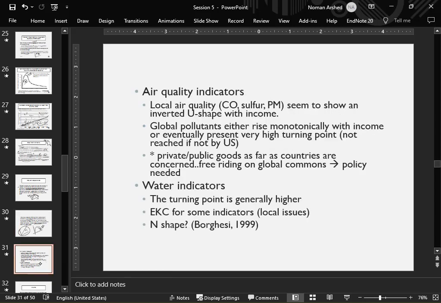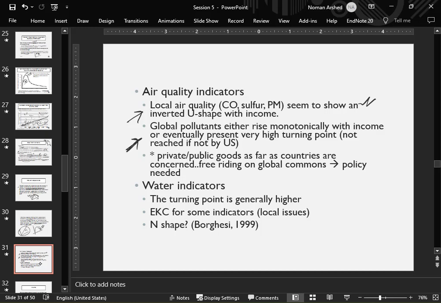So air quality indicators, here you will also learn what kind of variables you can use in your term papers. People have used air quality indicators like CO2, sulfur, particulate matter, and they seem to show an inverted U shape. So studies have confirmed using these variables.